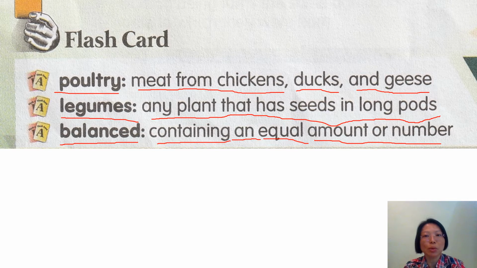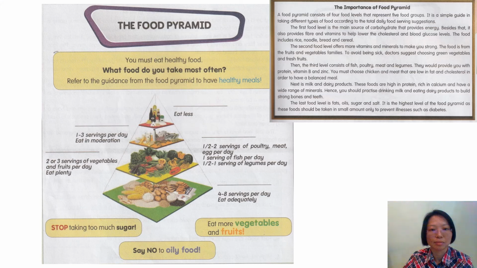So the three words that we have learned just now are poultry, legumes, and balance. Now let's look at the food pyramid from your textbook. We need to refer to the passage about the importance of food pyramid to find the answers. Now let's look at the food pyramid from the bottom. We have to label the food pyramid correctly.